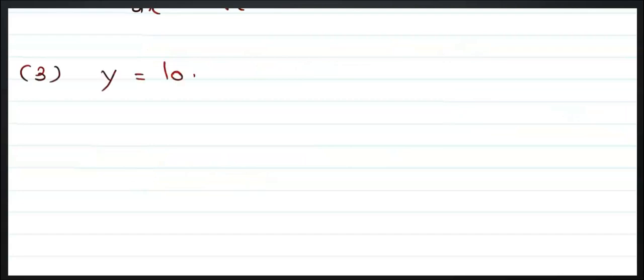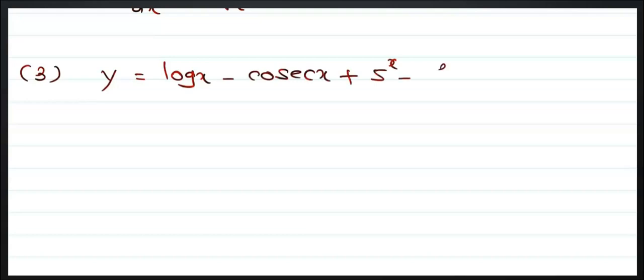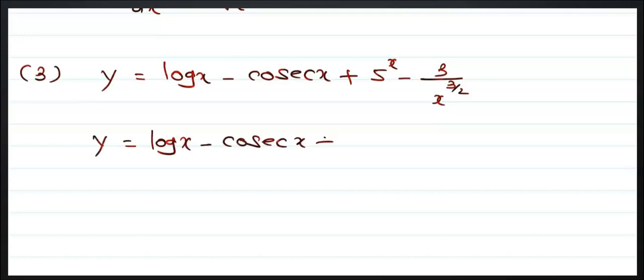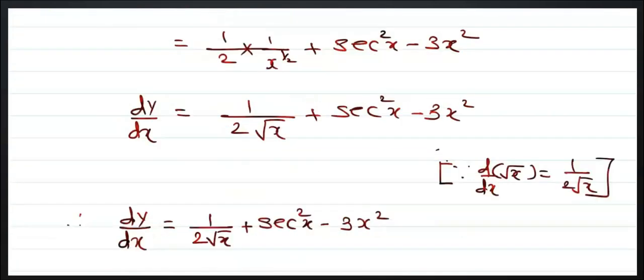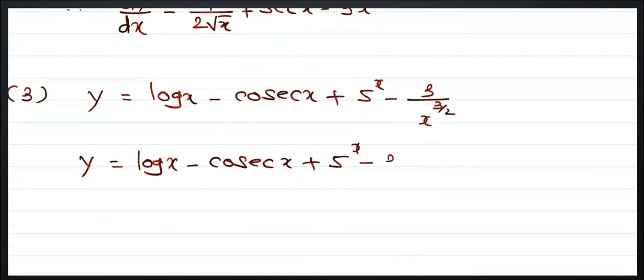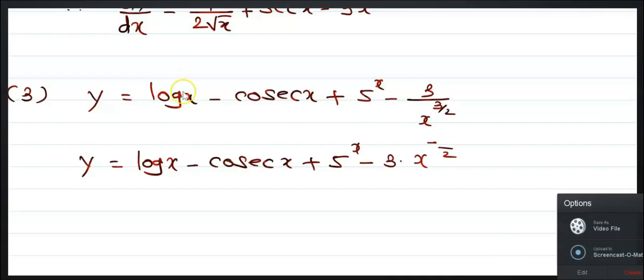Now the next problem is y is equal to log of x minus cosec x plus 5 raised to x minus 3 upon x raised to 3 by 2. Now this is again very simple. The derivative of log of x is 1 upon x. The derivative of cosec x is minus cosec x into cot x. Derivative of 5 raised to x is 5 raised to x into log of 5.